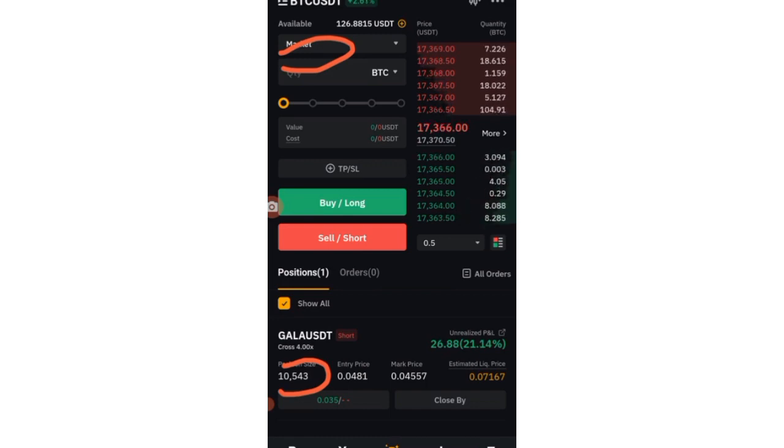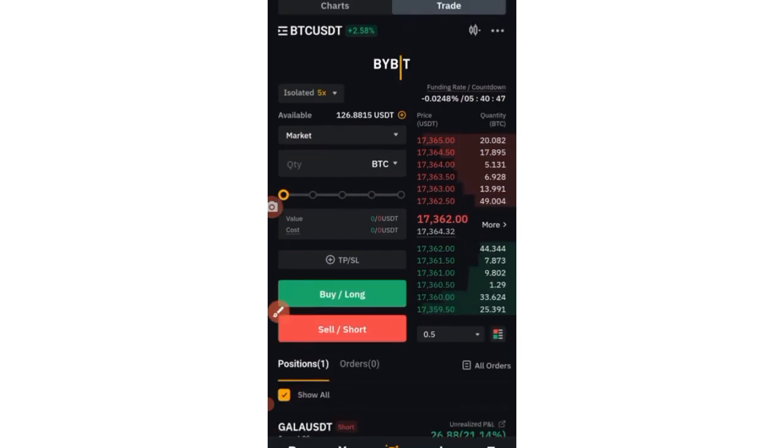Now, I'm lucky that I'm in profit right now, but assuming I'm in a loss, my loss will be limited to just this. If I set my stop loss, it will also be limited to my stop loss. But it will not be limited to any other money in my accounts. That is what happens when you use isolated.